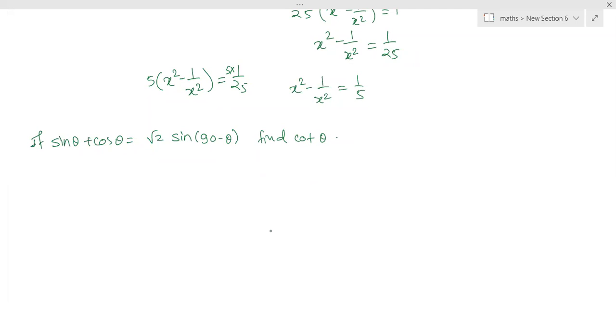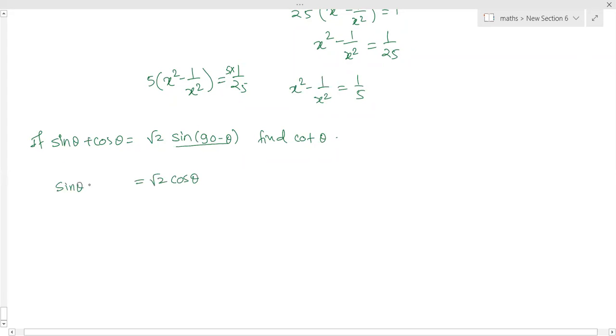How to simplify? Saptashi? Ma'am, sine 90 minus theta will be cos theta. Okay, root 2 cos theta will come, and sine plus cos theta. And can we do a square minus b square, ma'am, for this one? Not needed. Cot theta is what? Cos theta by sine theta only you need. So you have to calculate cos theta by sine theta.